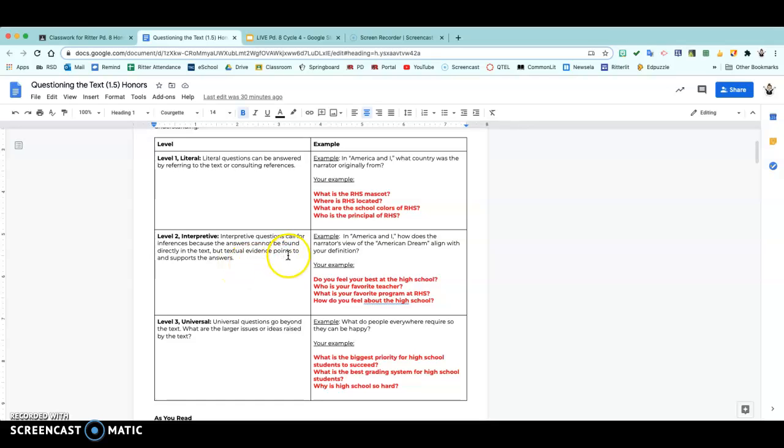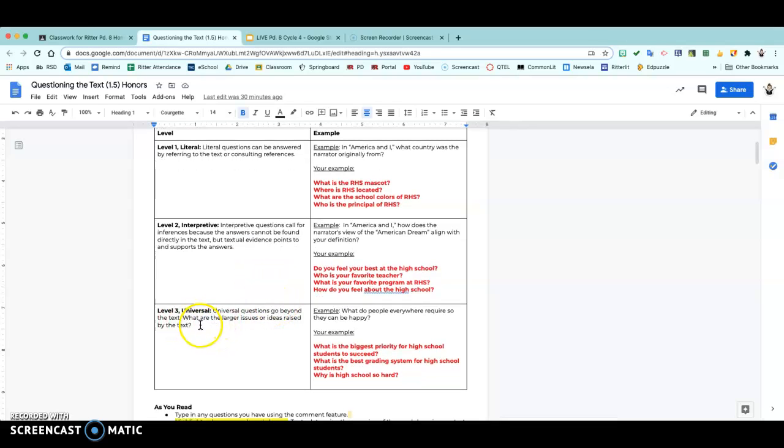So examples of this for the high school would be things like, how do you feel about the high school? Who is your favorite teacher? What is your favorite program? Those are things that could have multiple answers, but could be supported by different types of evidence.